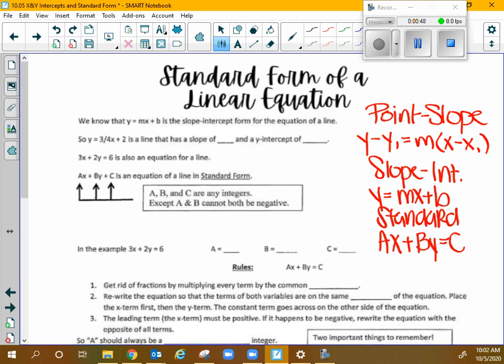Point slope gives a point and a slope. Slope intercept gives a slope and the y-intercept. Standard gives you nothing. Okay? Standard form lends itself nicely to x and y intercepts, which we're going to talk about today. And it also really reflects a lot of real world scenarios.